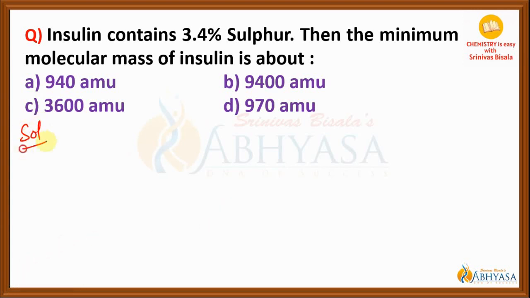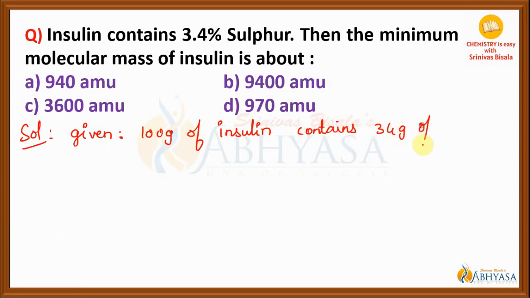Here it is given that 100 grams of insulin contains 3.4 grams of sulfur. This is given, and we need to find out the minimum molecular mass. So how will we be calculating the minimum molecular mass?